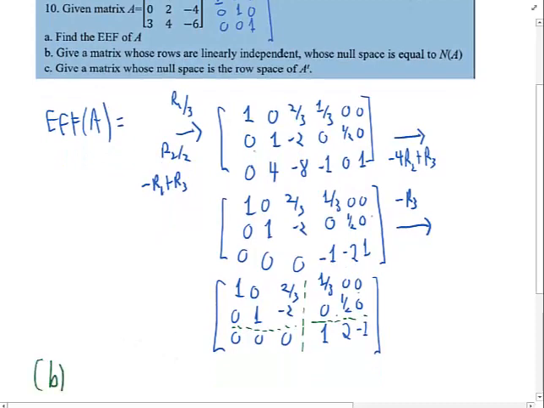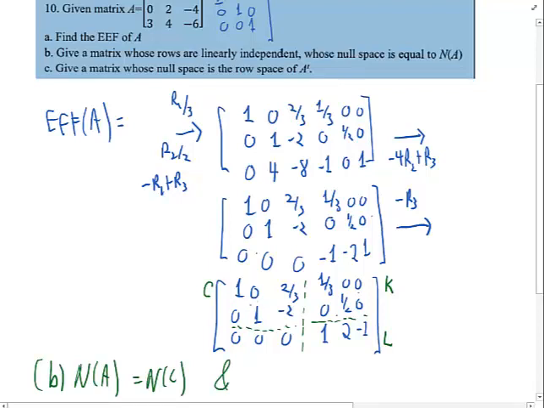Okay, and my matrices here are my C, I think this is called C in the top corner. And I think this one's called K. And this one's called L. All right, now for part B, find matrices, rows, linear independence, null space equal to n of A, we need to remember that n of A is equal to n of C. And we know that the rows here are linearly independent.